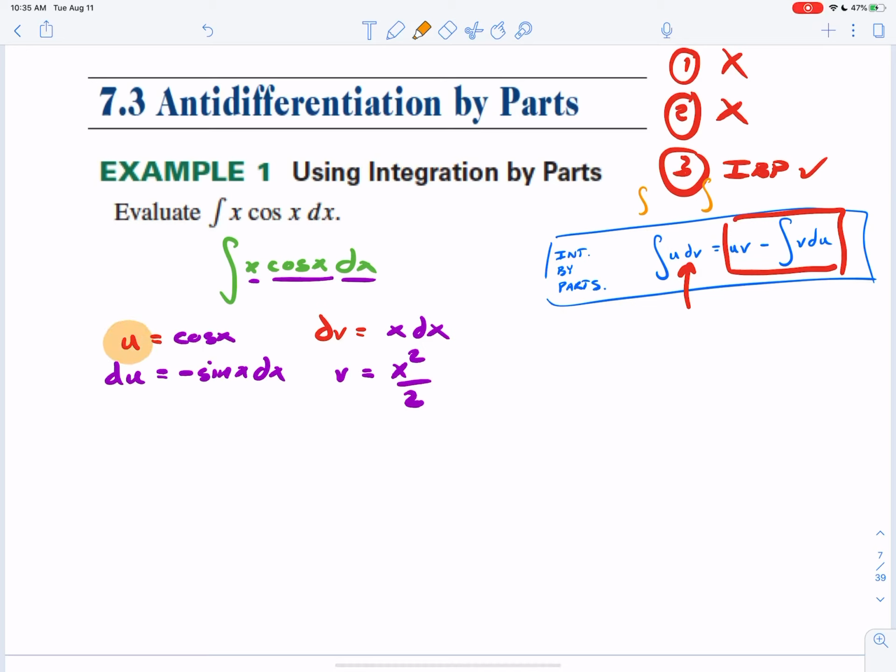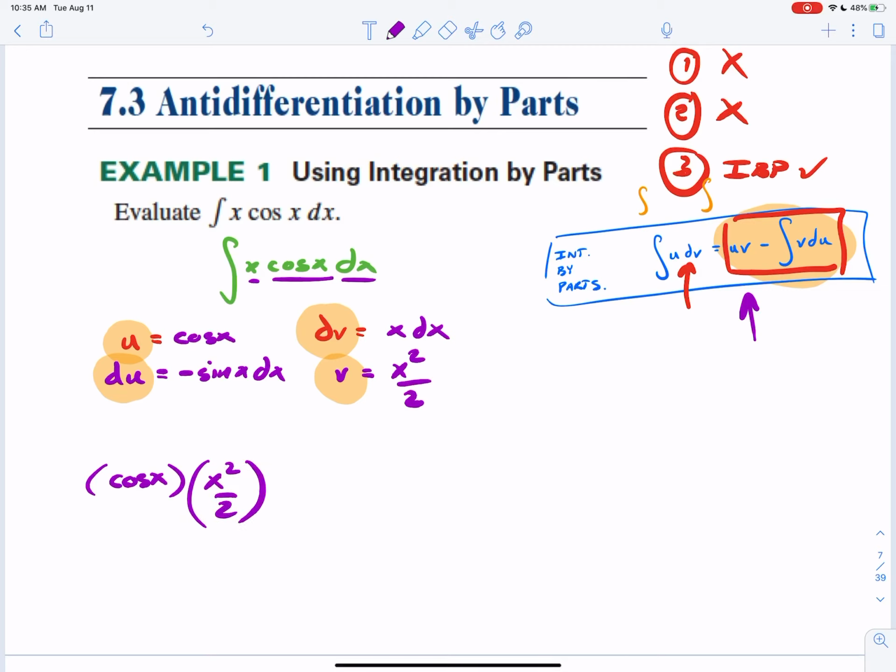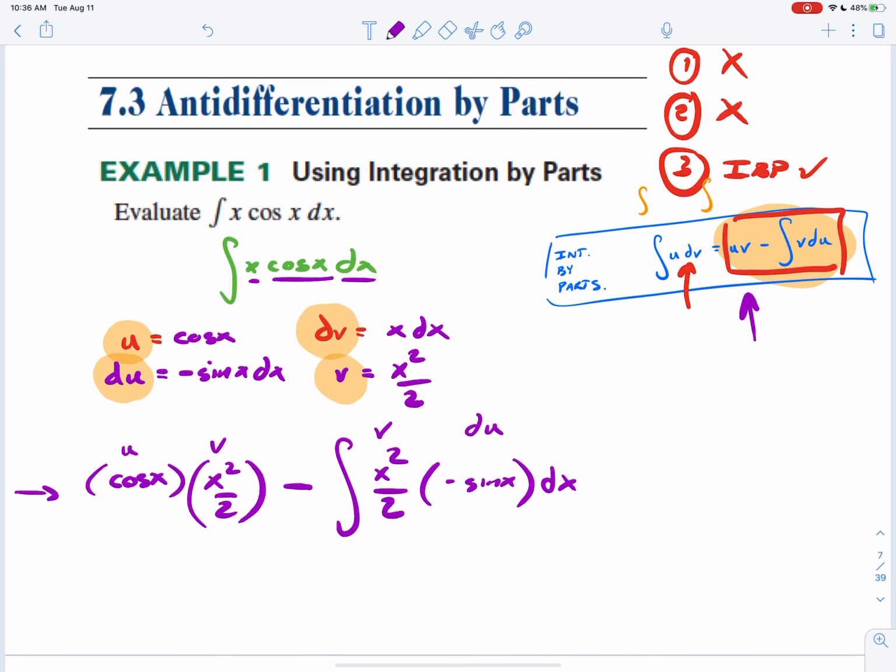So here's what we have. You now have all the components you need to fill in this red box right here. Take a look. Right here we have uv. So u is cosine x, and v is going to be x squared over 2. That's uv, minus the integral of v, and du is going to be negative sine x dx. So again, this is v du. I want you guys to take a look at this integral here.